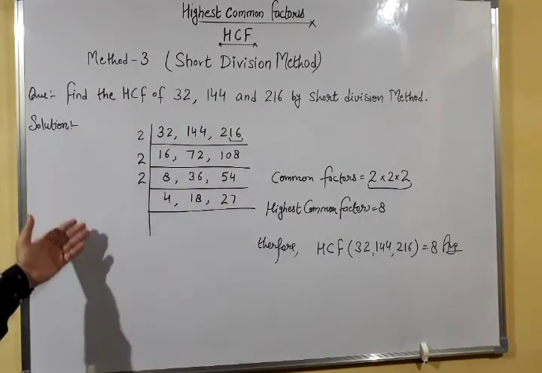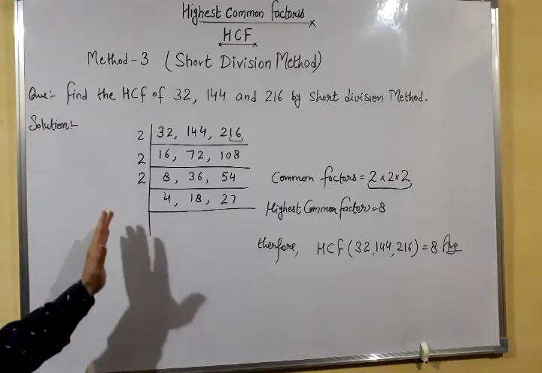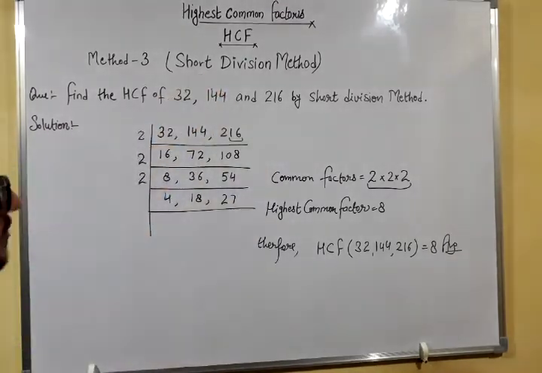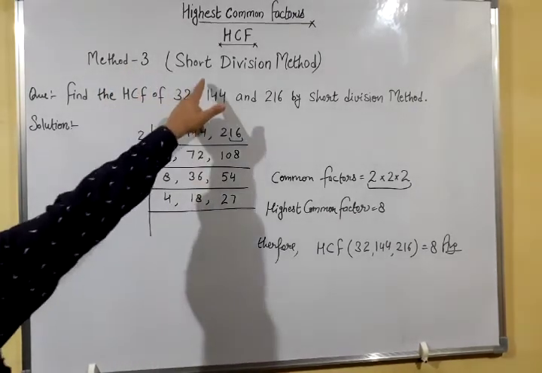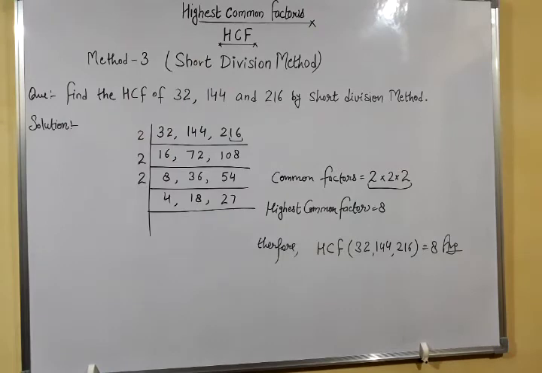So far we have done 3 methods to find HCF. First, we found the HCF by listing factors method. Second, by prime factorization method, and this is method number 3, by short division method. In our next video, you will study how to find the highest common factor by long division method, or we can say continued division method, which is very helpful for you.